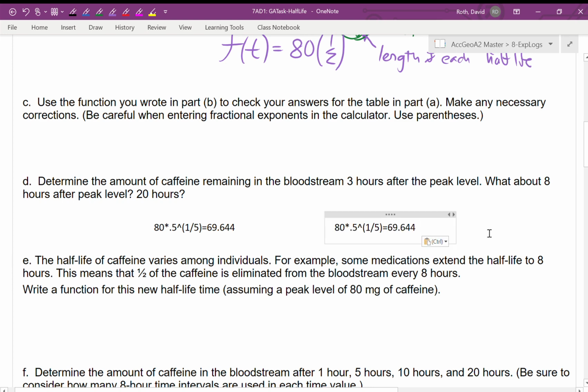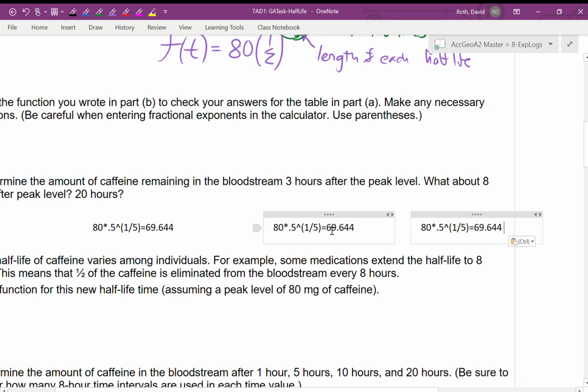And then one about 20 hours, right? I should be able to just type into here and say 3. Again, hit pause. You do this. 52.78. All right, that looks reasonable. What was the next one? 8 hours.